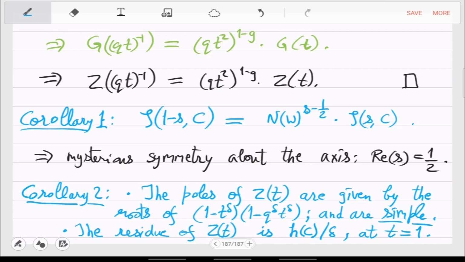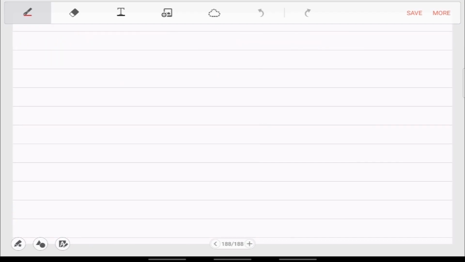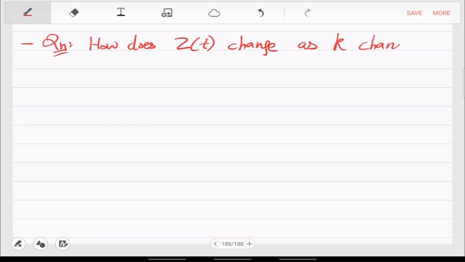So to finish that part, what we need to do is something fundamental about the zeta function, that is to understand how it changes as we change the field. So how does zt change as k changes? So that's called the base change theorem. It will be relatively easy now.